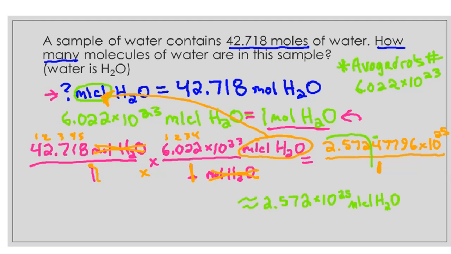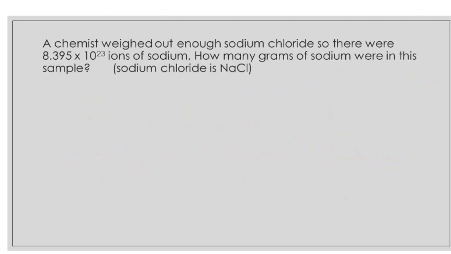And that's your answer. So a chemist weighed out enough sodium chloride so there were 8.395 times 10 to the 23 ions of sodium. How many grams of sodium were in this sample? And sodium chloride is NaCl. Now this is a little bit more complex in the fact that it has more layers to it, but don't worry, that complex does not mean it's more complicated.